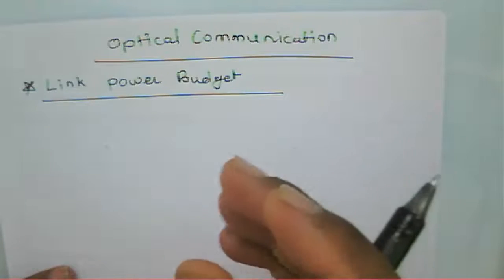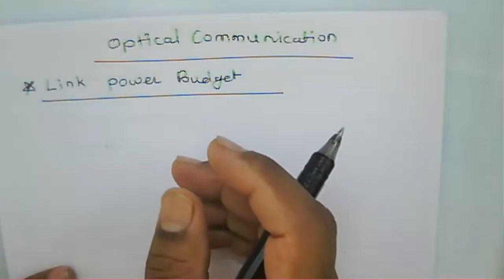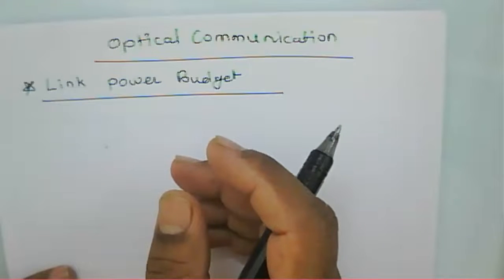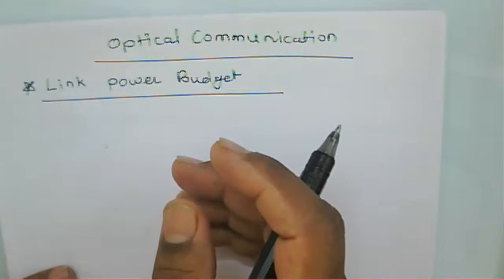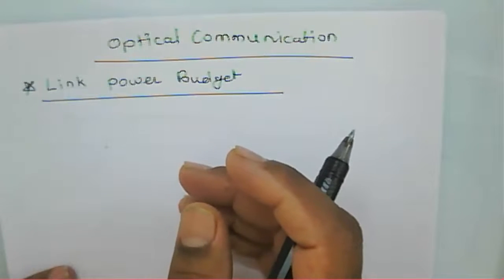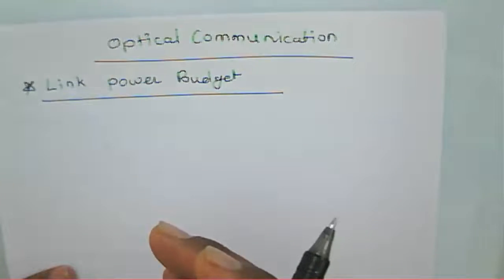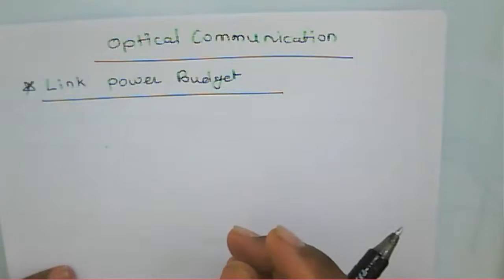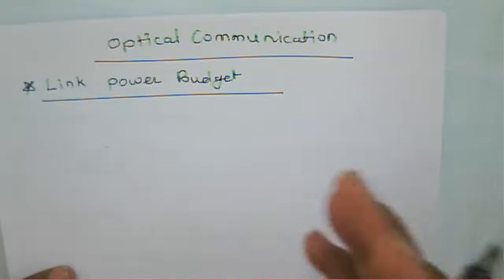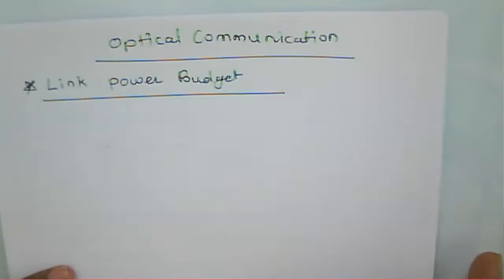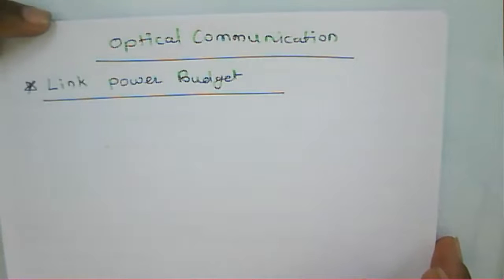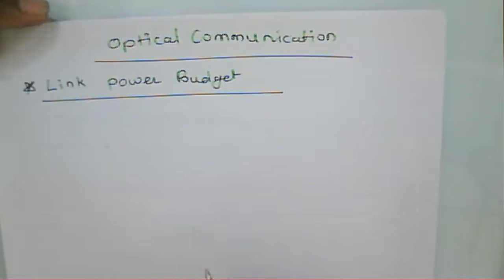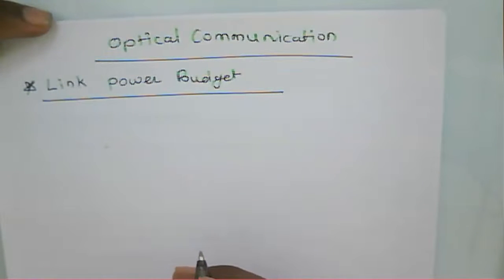So that's why we need to know the various components in an optical link that will provide a loss to your link so that your received power level will be reduced. So we see here an optical power loss model for a point-to-point link.